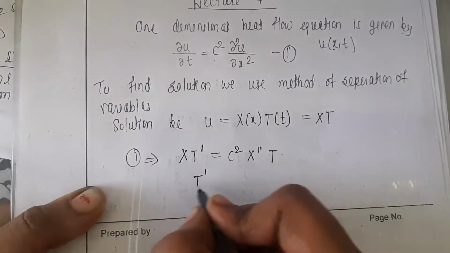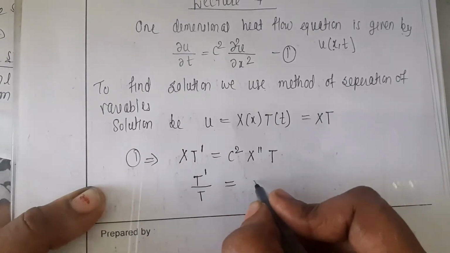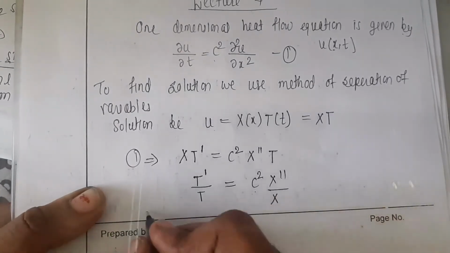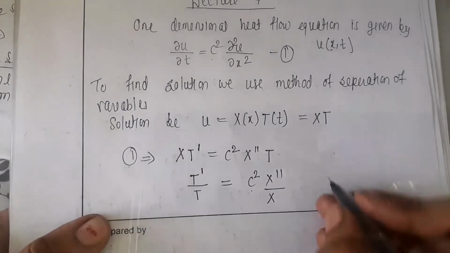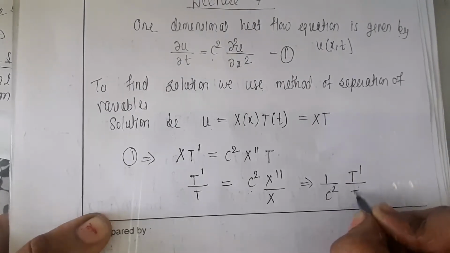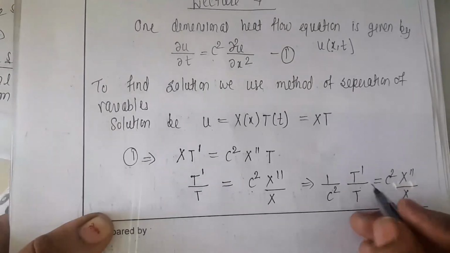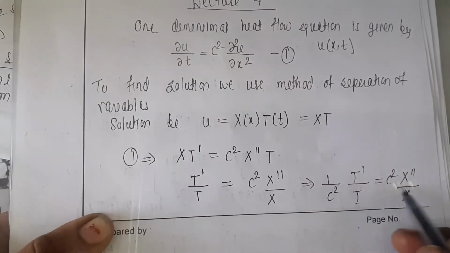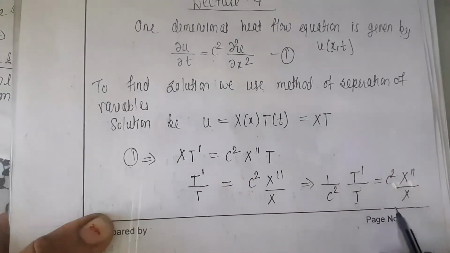So this becomes T dash divided by T equal to c squared multiplied by X double dash divided by X, or you can shift this c squared to the left-hand side, where it becomes 1 upon c squared. Now you can write it both ways: 1 by c squared into T dash divided by T is equal to X double dash divided by X. Here T dash means the derivative of T with respect to t, and X double dash means the double derivative of X with respect to x.